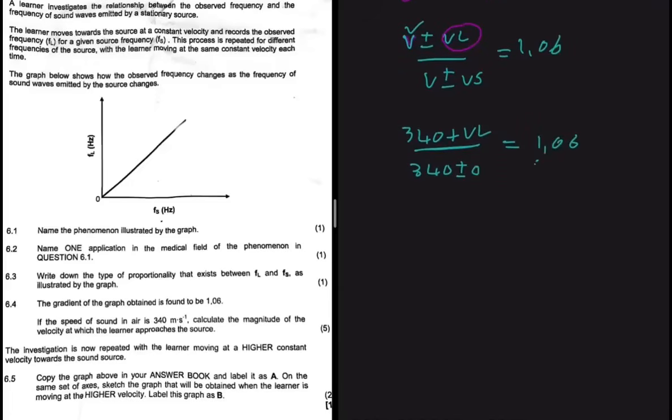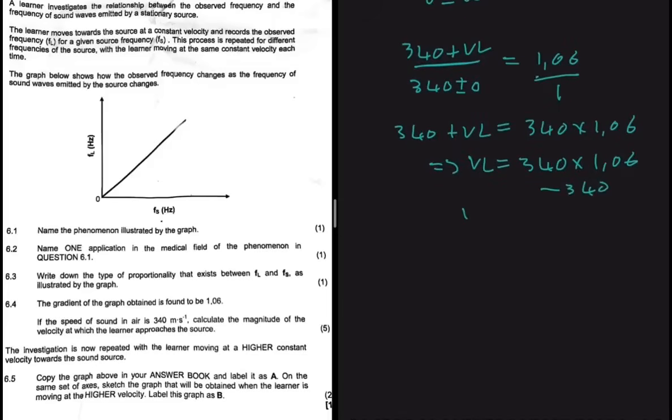1.06 is the same as 1.06 divided by 1. So if we cross multiply here, we should get 340 plus VL equals 340 multiplied by 1.06. So here it should be easy to see that VL will be equal to 340 multiplied by 1.06 minus 340, right? So VL should be equal to 20.4 meters per second, right? And that's how we solve that problem, basically.